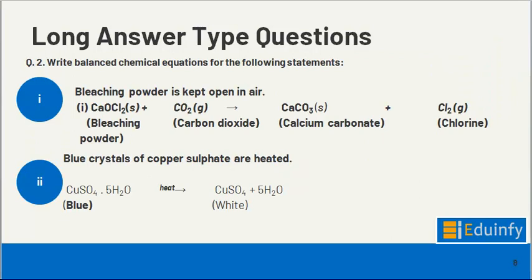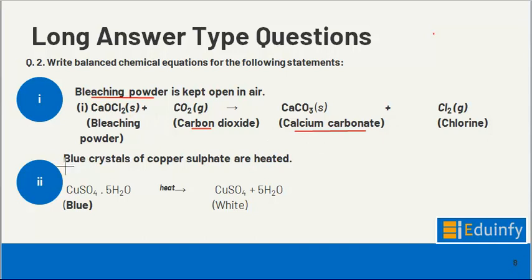First is bleaching powder is kept open in air. Bleaching powder is calcium hypochlorite. This calcium hypochlorite CaOCl2 reacts with carbon dioxide CO2. It forms calcium carbonate and chlorine gas is evolved. Balancing: calcium is balanced on both sides. Oxygen, there are 3 oxygen on the left side and 3 on the right side, so oxygen is also balanced. Chlorine is also balanced, so this is a balanced equation.